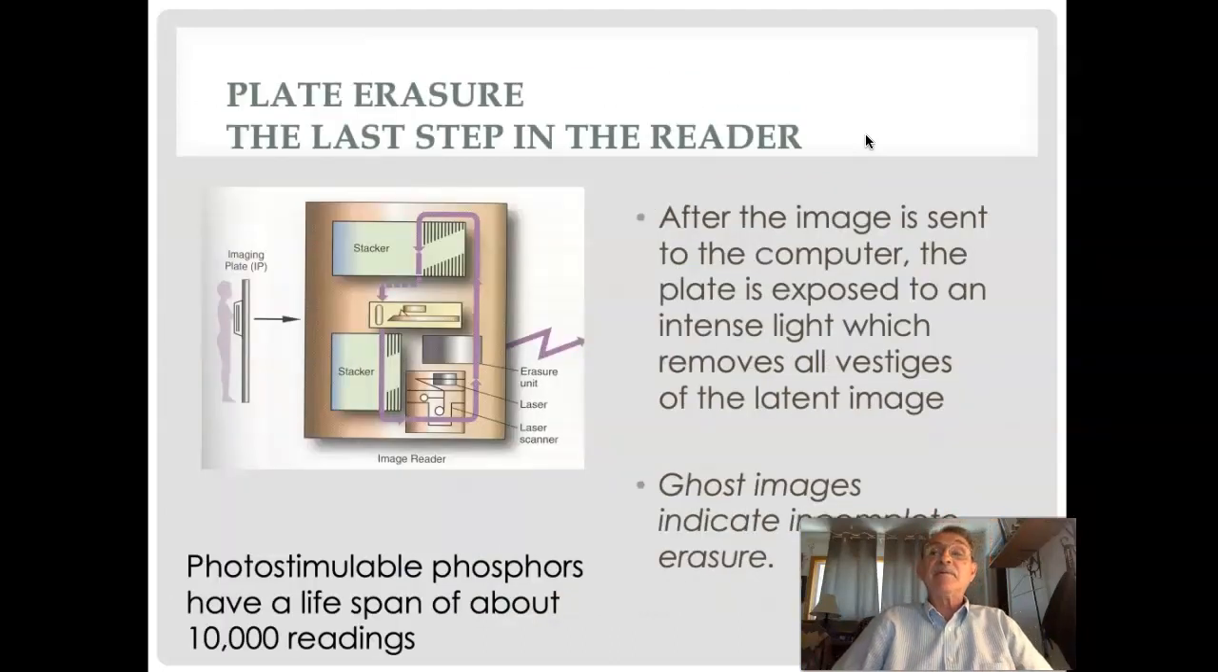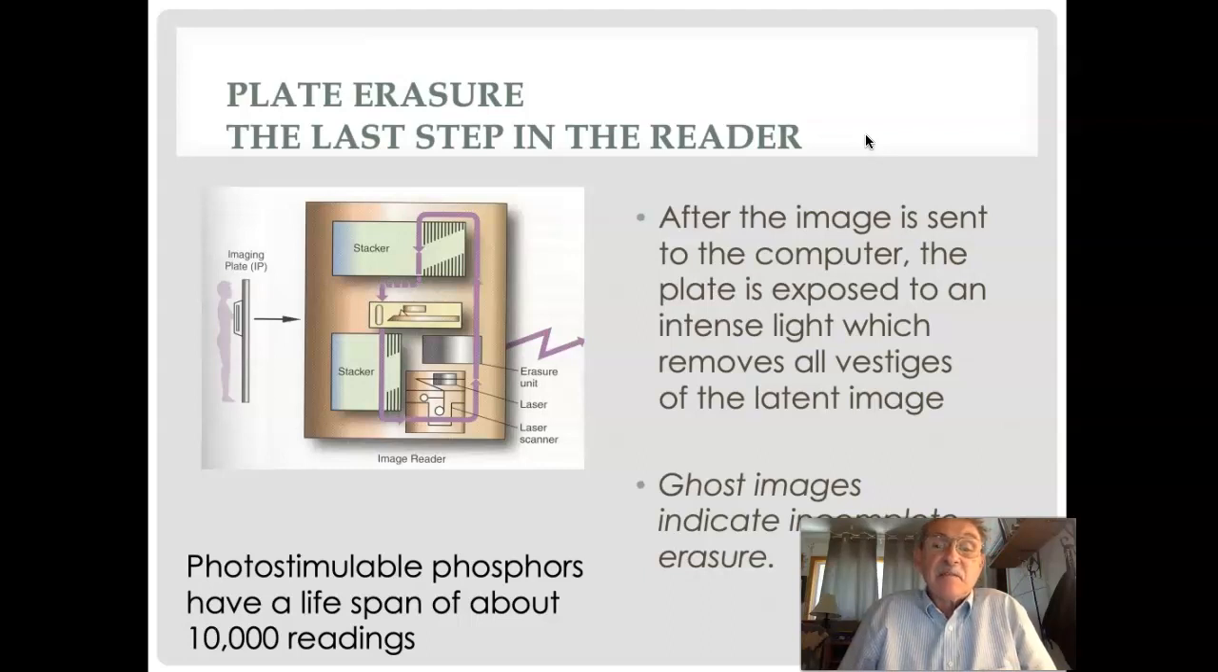The last step in the reading process is that after the image is sent to the computer, the plate is exposed to an intense light which removes all vestiges of the latent image. This is image erasure. And I think you remember from RadTech Boot Camp, incomplete erasure causes ghost images. So if we see that lateral skull showing up just as a shadow on some of our subsequent radiographs, then we may consider that we have some ghost images going on there.